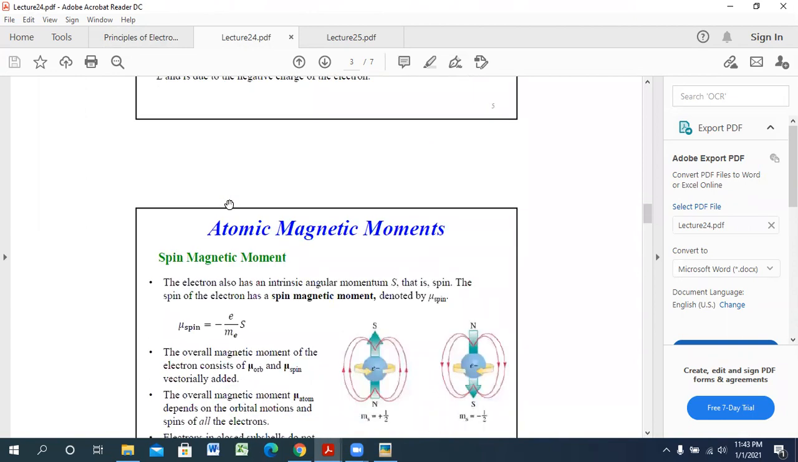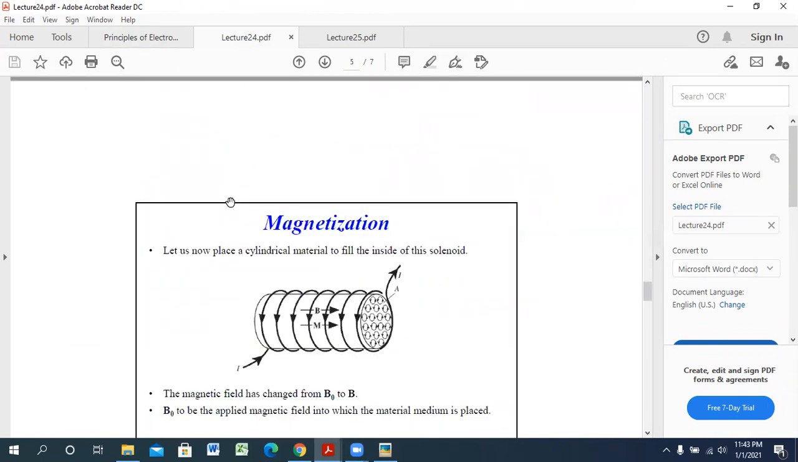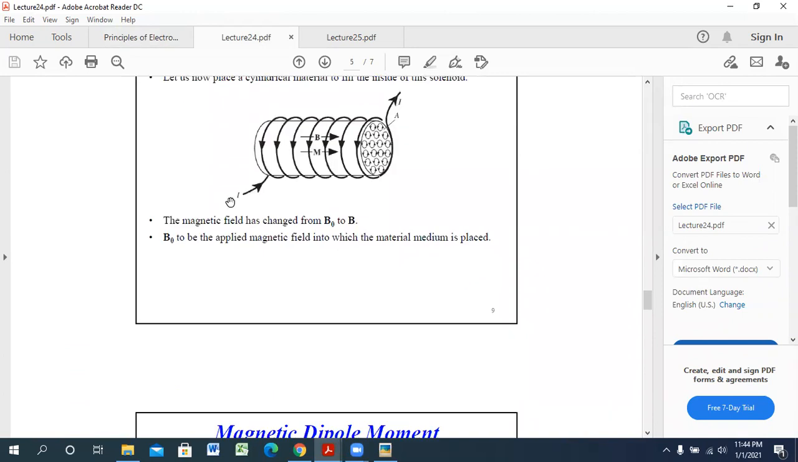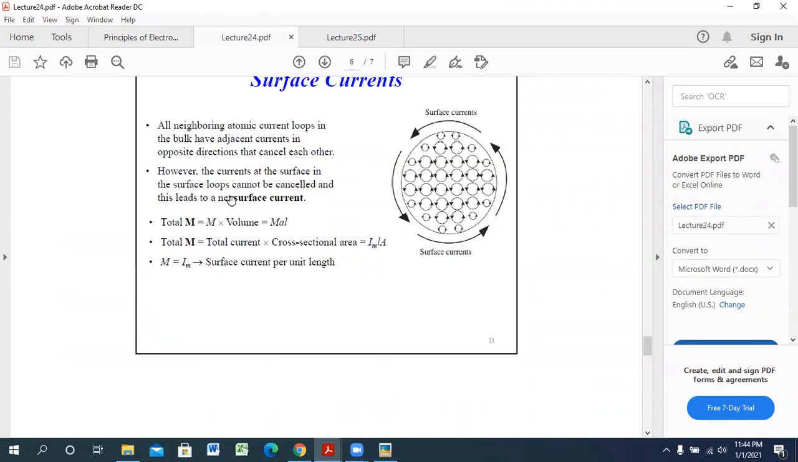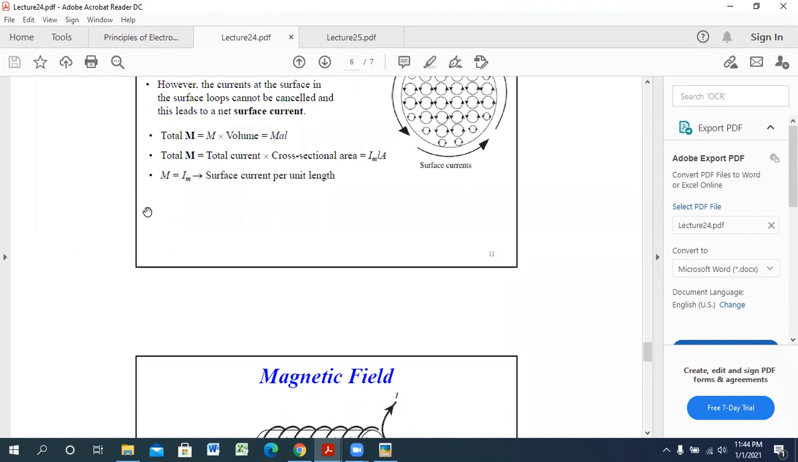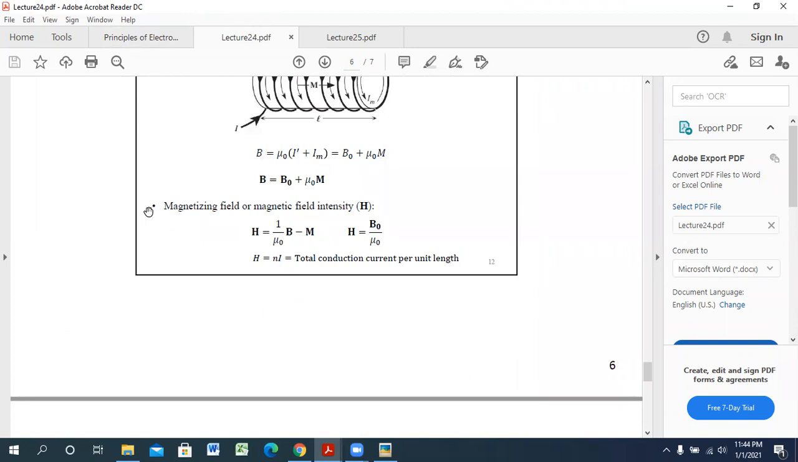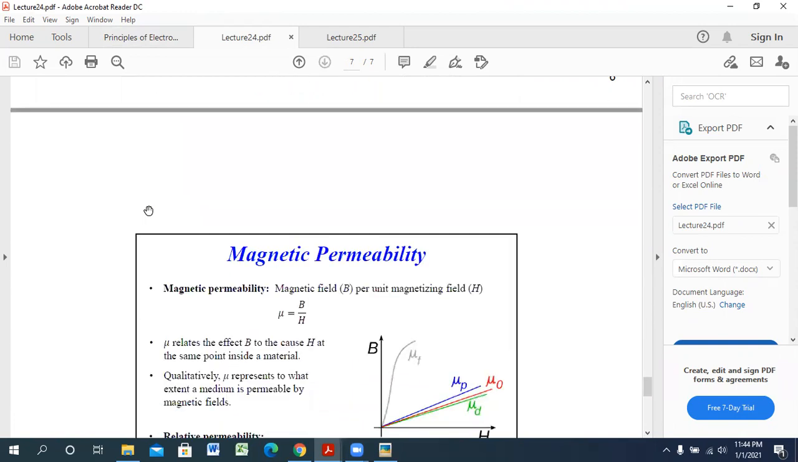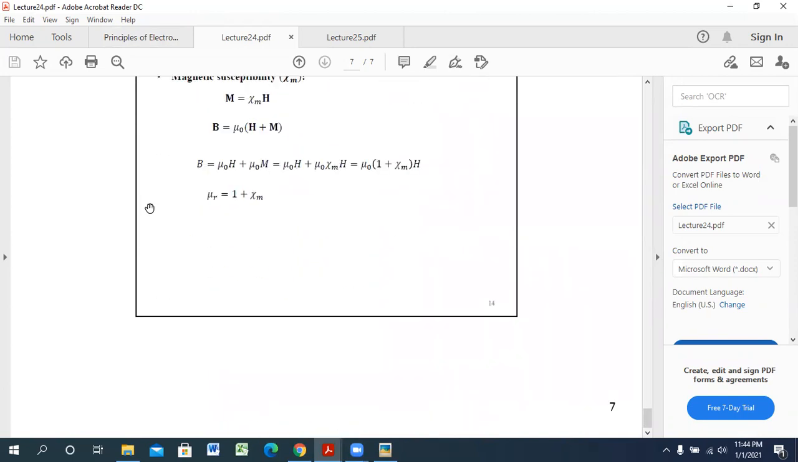Then the atomic magnetic moments, then the precessions, and magnetizations. Again, that is the three-dimensional magnetization, the magnetic dipole moment, then the surface current, and we have concluded that M equals I, the surface current per unit length, and the magnetic moment; these two are equal, that means the magnetization. Then we described the magnetic field intensity and the magnetic field, and the relationship between them. After that, we described the magnetic permeabilities and the magnetic susceptibilities.